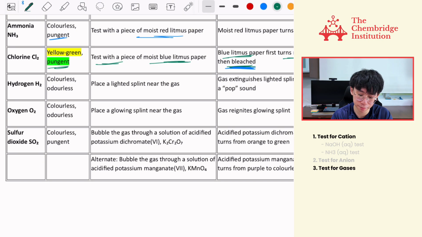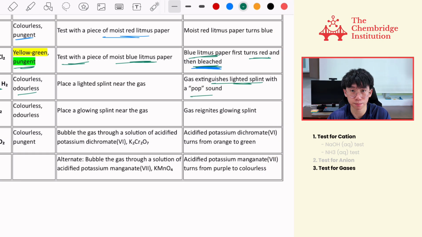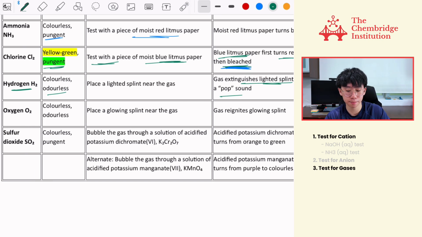Your hydrogen gas is a colorless, odorless gas as well, and it will extinguish a lighted splint with a pop sound. And then your oxygen gas, this is a colorless, odorless gas, and it will reignite a glowing splint. Because oxygen gas is used in a combustion reaction, so you're actually adding fuel in a way to the fire.